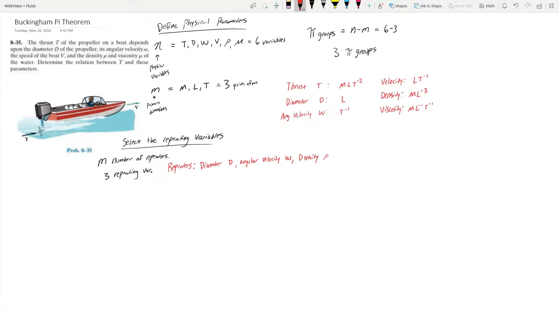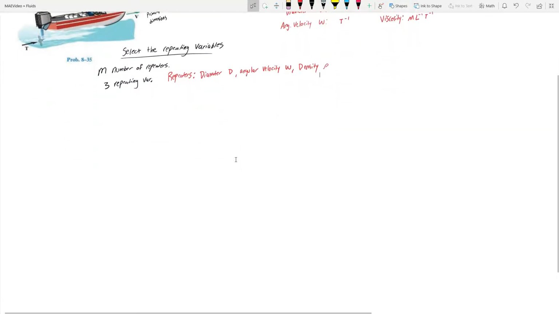Okay. So now from here, we can actually go ahead and start finding these pi groups. So that would be our step 3 here. From the remaining n minus m variables, so all the 3 other variables that is not diameter, angular velocity, or density, we select one at a time. We call this variable q. So we select a q variable.